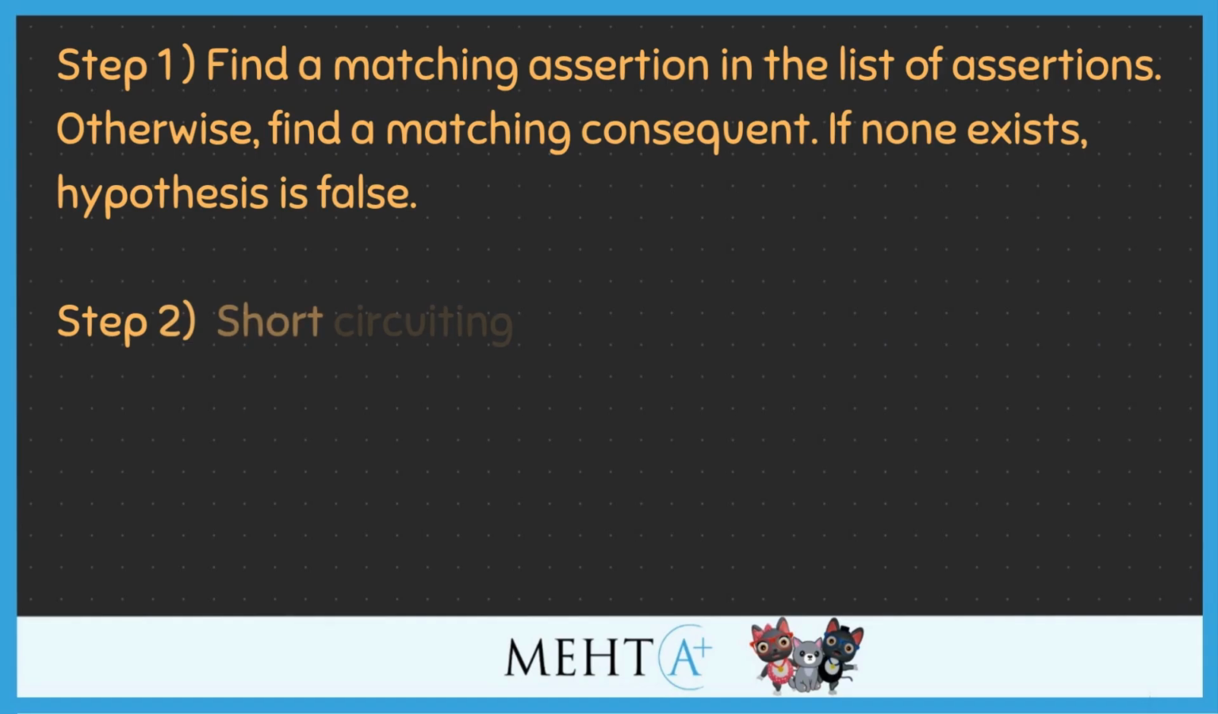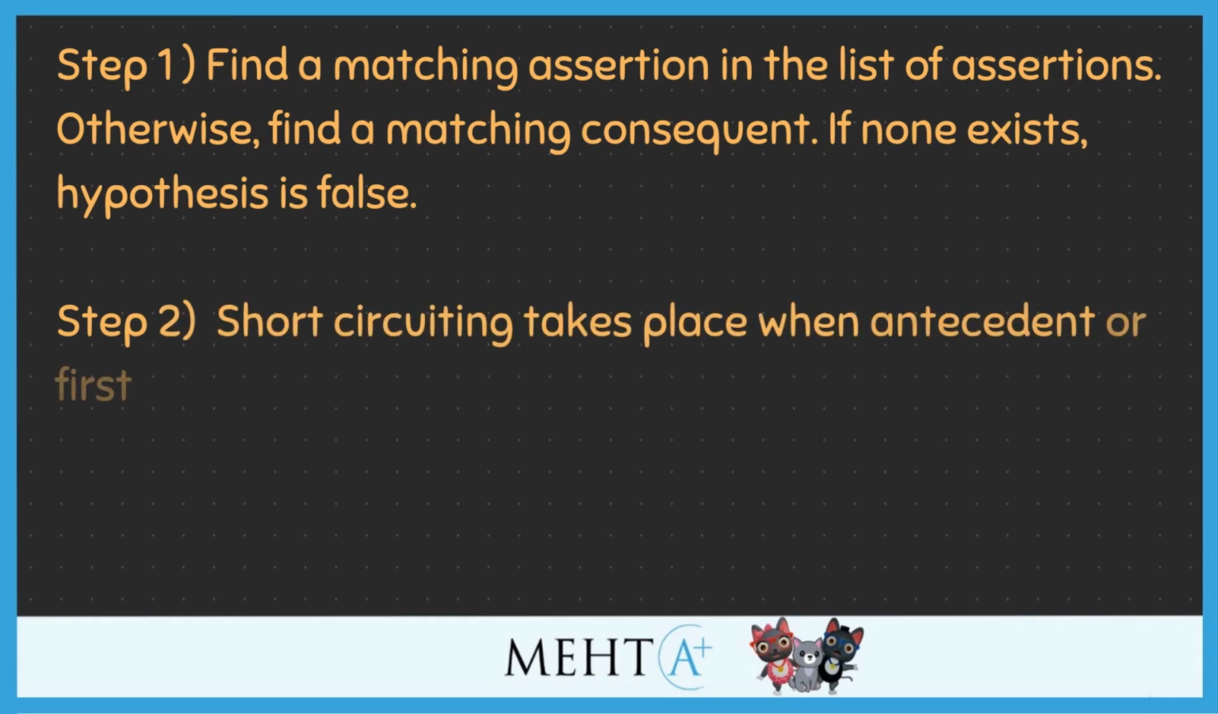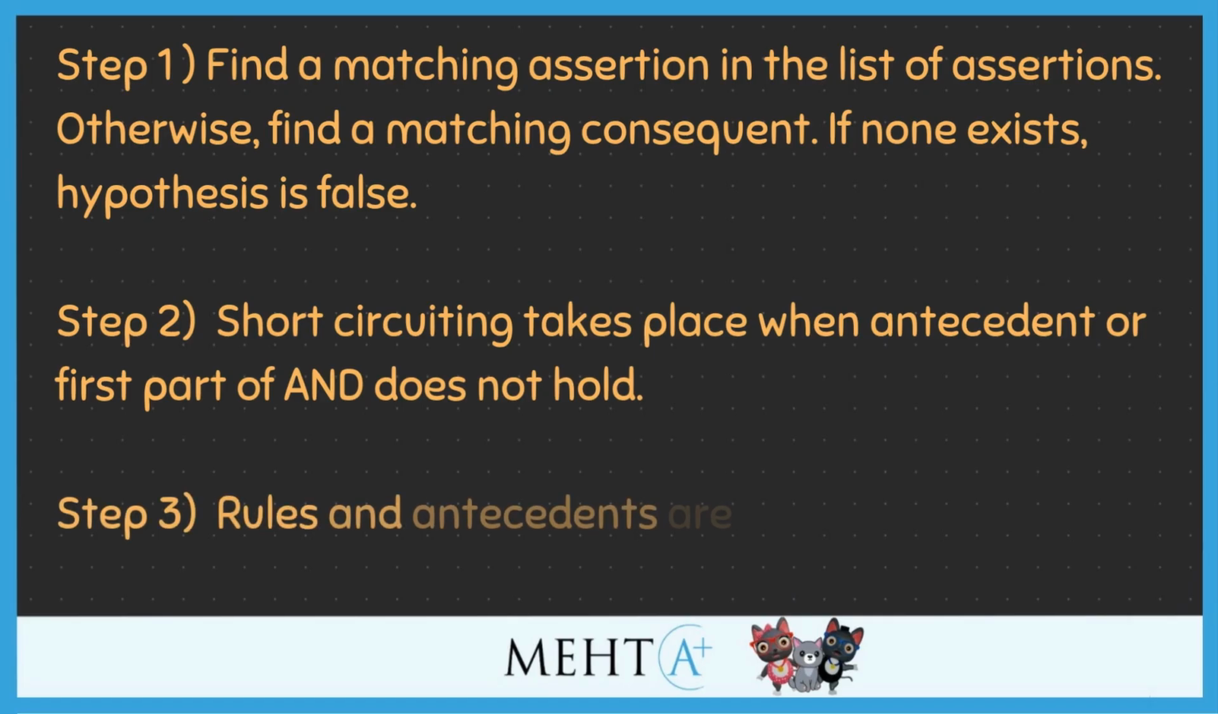Step 2. Short-circuiting takes place when antecedent or first part of and does not hold. Step 3. Rules and antecedents are tried in the order that they appear.